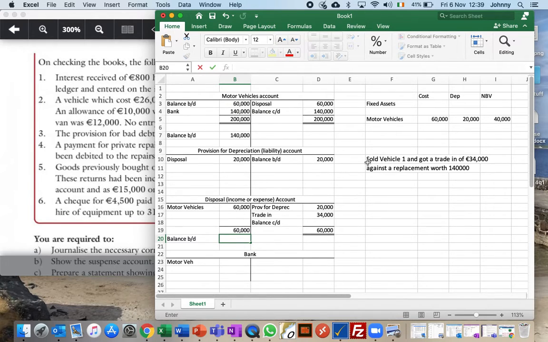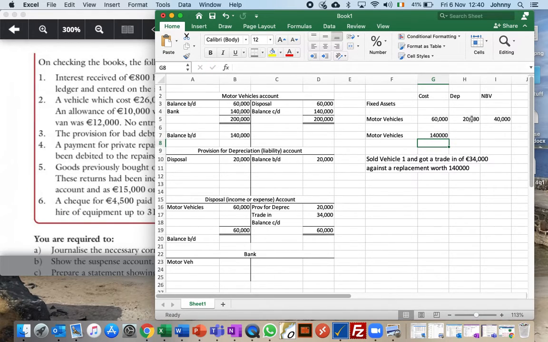So what do I do? Start off with motor vehicles. I'll take out the old one, put in the new one. Okay. So the new one's worth 140. I now balance the two sides, and I find that I've got a balance b/d of 140. So that means my motor vehicles in my new balance sheet will have 140 as the opening balance there. Okay.